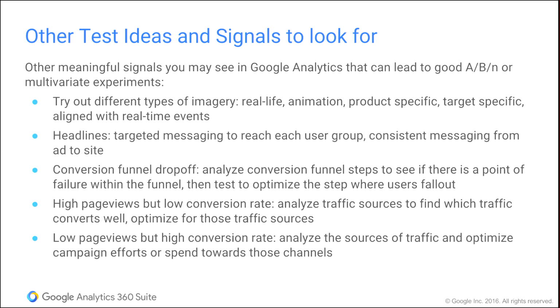You might want to look at your conversion funnel for drop-off. You would analyze the different steps of that funnel and see if there's any one area where people are dropping off significantly, and then try to optimize that area. And finally, it's always good to look at high page view but low conversion rate pages and low page view but high conversion rate pages to see if there's something that you can do there to help increase your conversions for your site. So there you go.